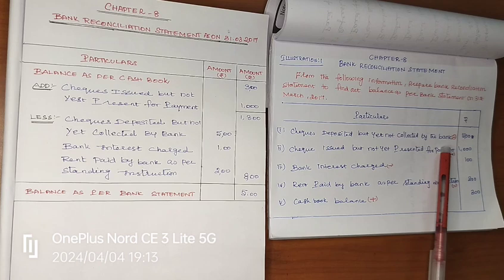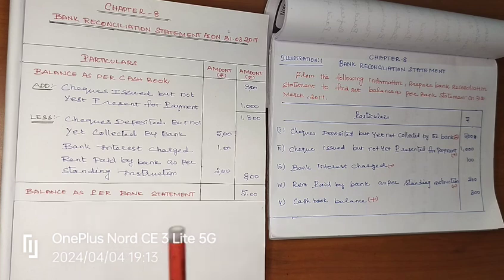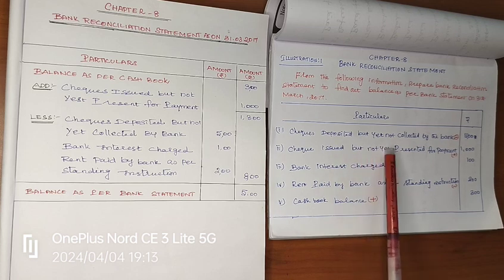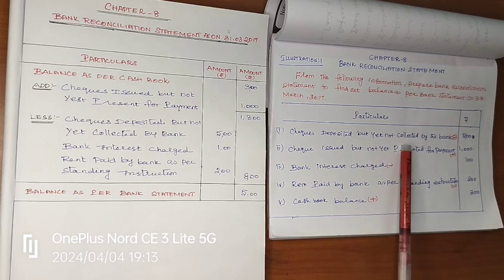So first we need to identify the transaction. Is it a receipt or is it a payment, like money coming in or cash going out? Is it a receipt or payment? It is the most important step in preparing the bank reconciliation statement. Okay. Let's come to the transaction. Check deposited but yet not collected by the bank.